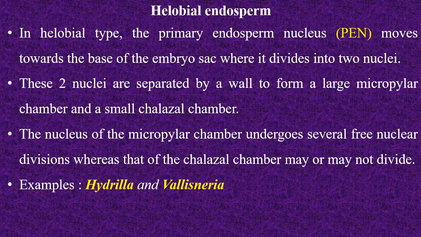Next is helobial endosperm. In the helobial type, the primary endosperm nucleus moves towards the base of the embryo sac, where it divides into two nuclei. These two nuclei are separated by a wall to form a large micropylar chamber and a small chalazal chamber. The nucleus of the micropylar chamber undergoes several free nuclear divisions, whereas that of the chalazal chamber may or may not divide. Examples are Hydrilla and Vallisneria.